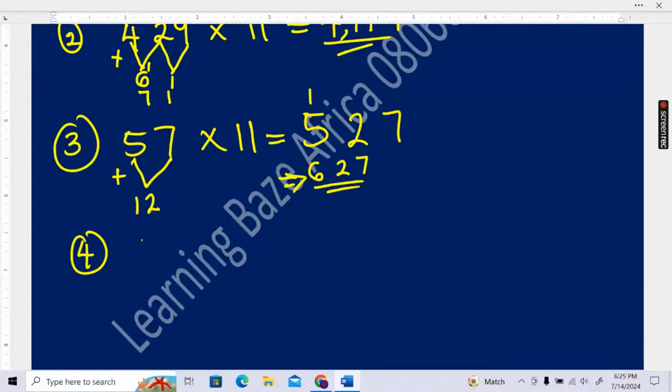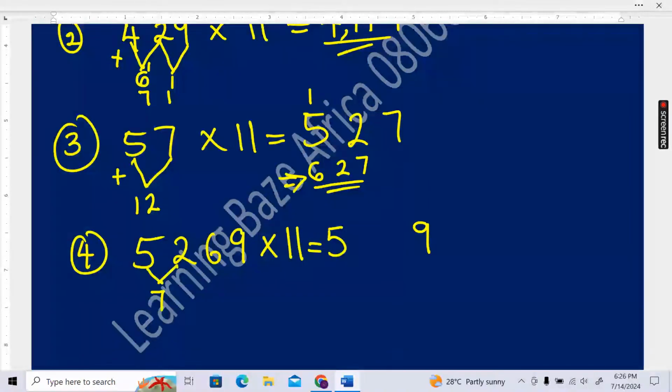Now I'm going to give you large numbers. Now this large number, 5,269 times 11. Write down the first digit, which is 5. Give a space. Write down the last digit, which is 9. Come back to these numbers and begin to add them together. 5 plus 2, that is 7. 2 plus 6, that is 8. 6 plus 9 is 15. Write 5, carry 1 over to 8.